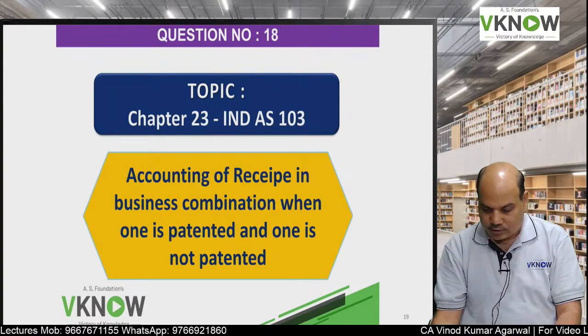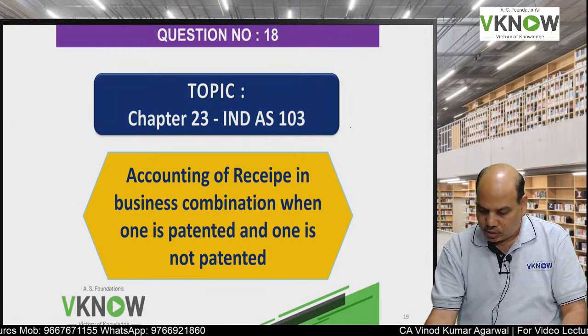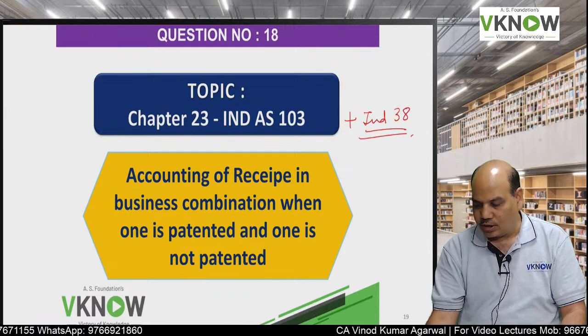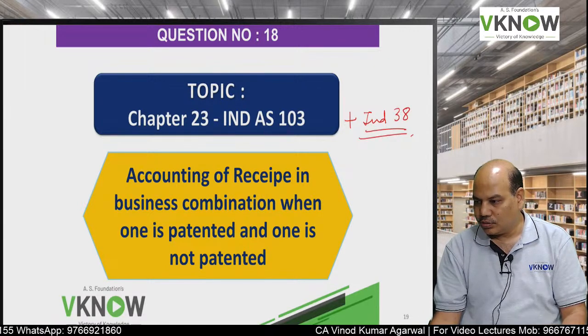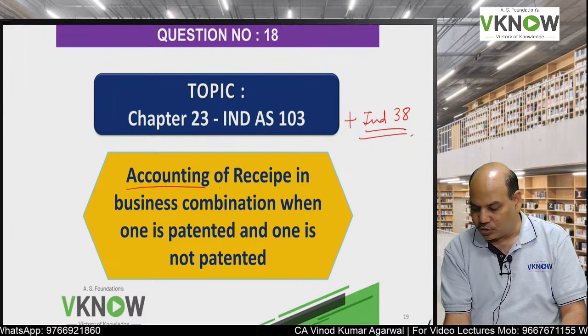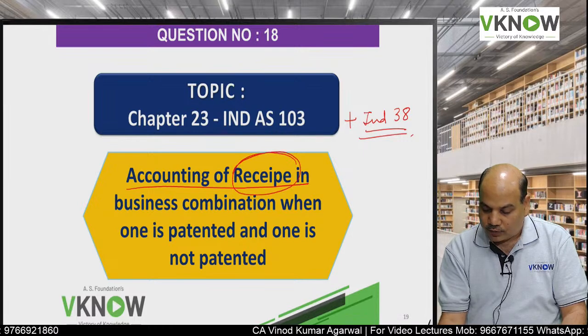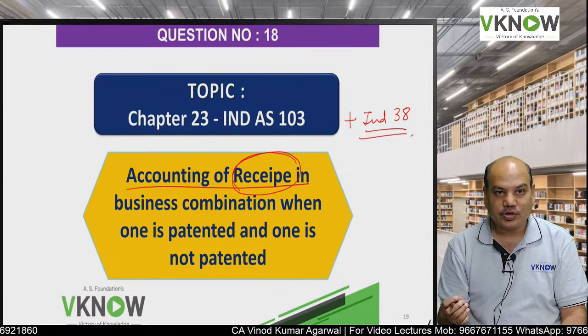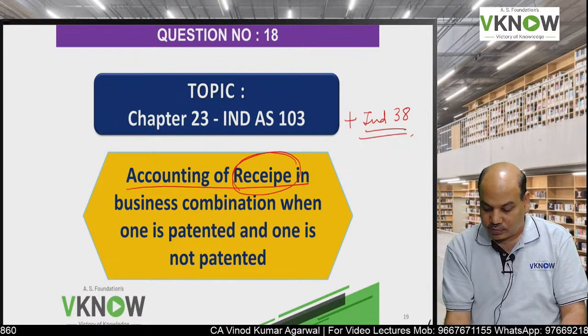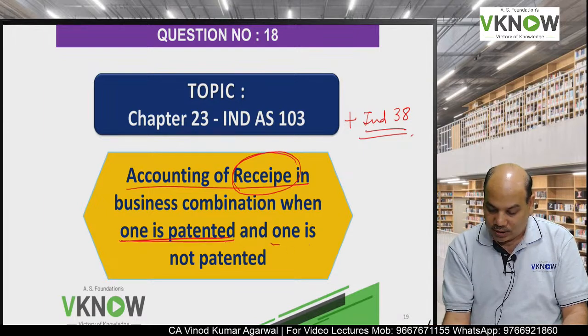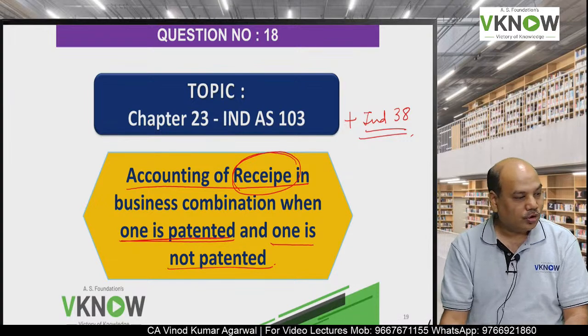Question number 18 was a question from two standards, Ind AS 38 and Ind AS 103, and this question requires you to know the basics of two standards. How will the accounting of a recipe acquired in business combination be done when one recipe is already patented and the other recipe is not patented?